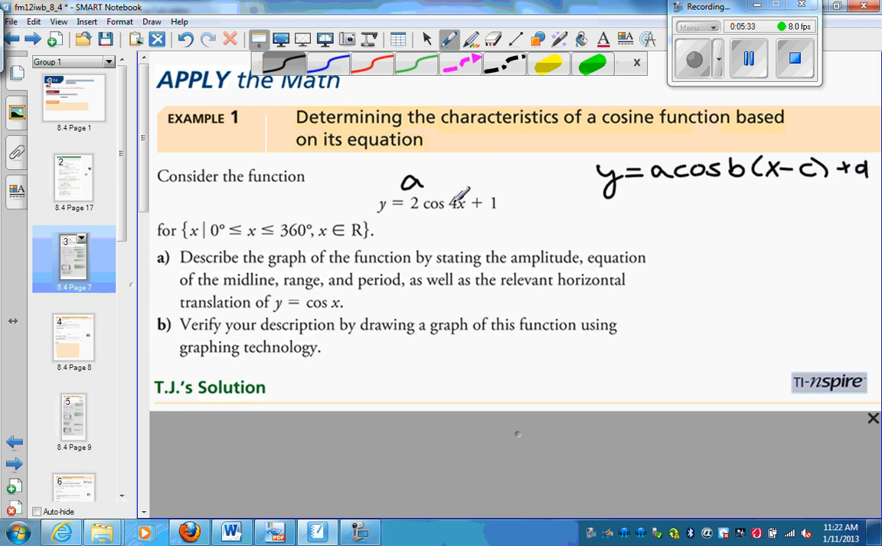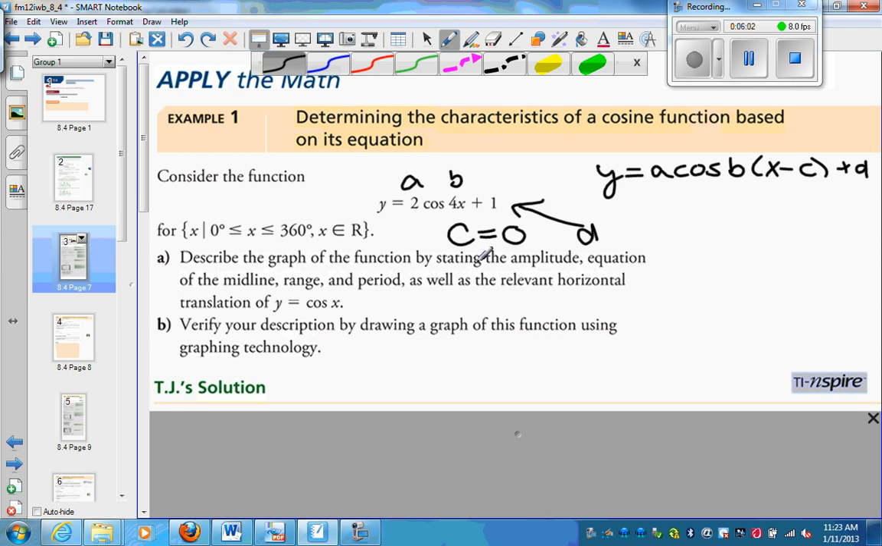So my a value is 2. My b value, what's multiplied to x, is 4. There is no c value here. It's not 4 times x minus 1. It's 4 times x and then minus 1. So a little bit different there. So my c value is 0. There is no value subtracted. And my d value is 1.